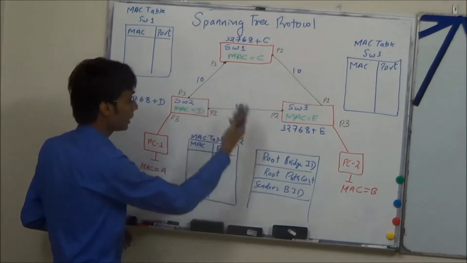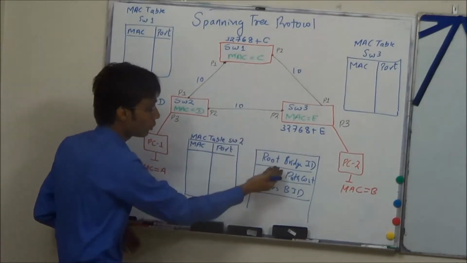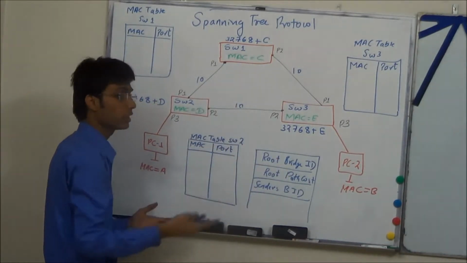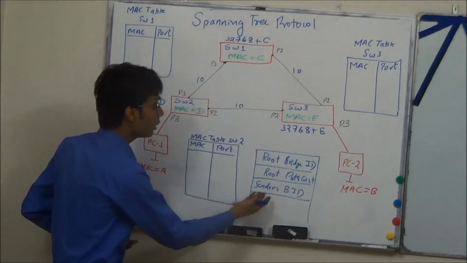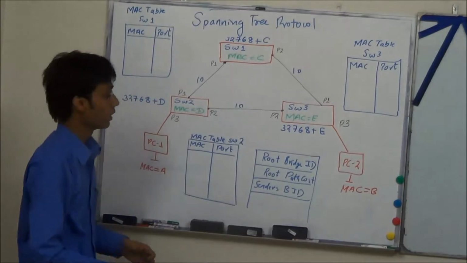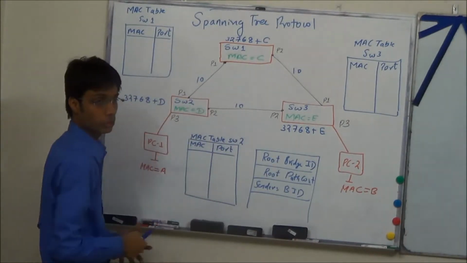So definitely it will send what? 32768 plus C in root bridge ID, RPC or root path cost as 0 because the distance from itself is 0. And the sender bridge ID, it is itself the sender, so 32768 plus C. It will send this BPDU towards switch 2.